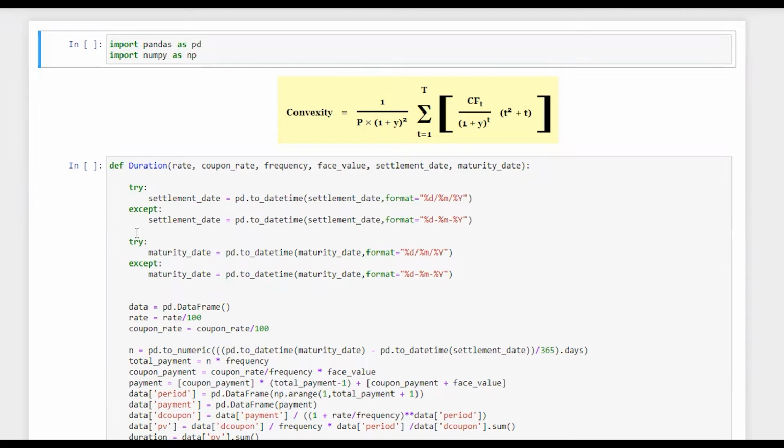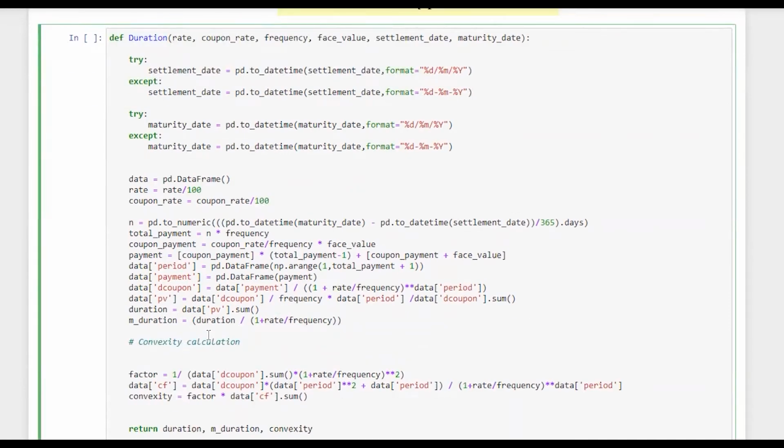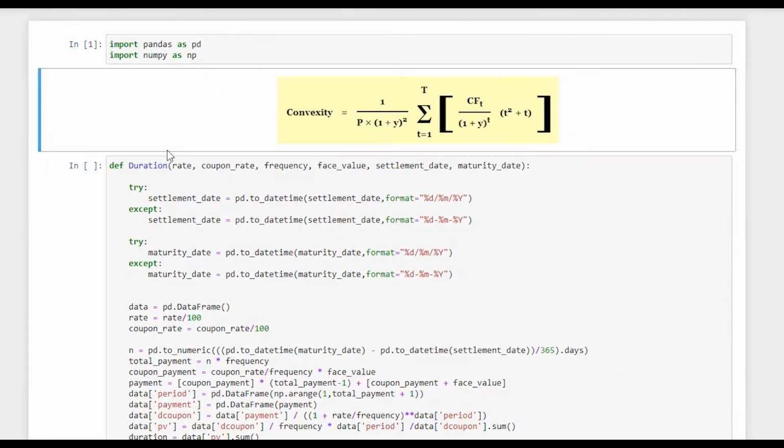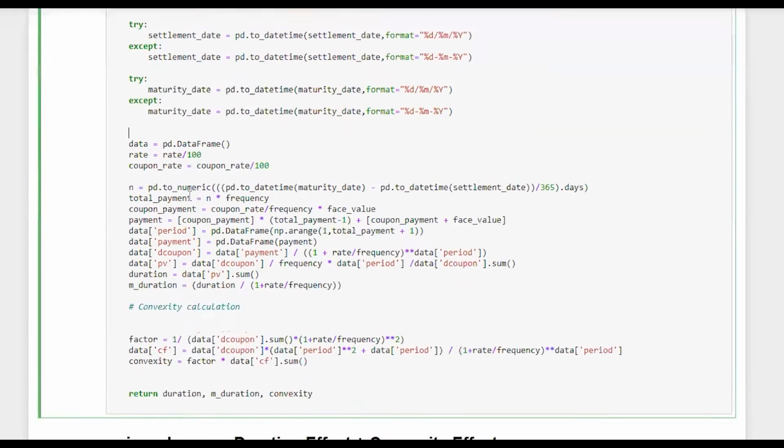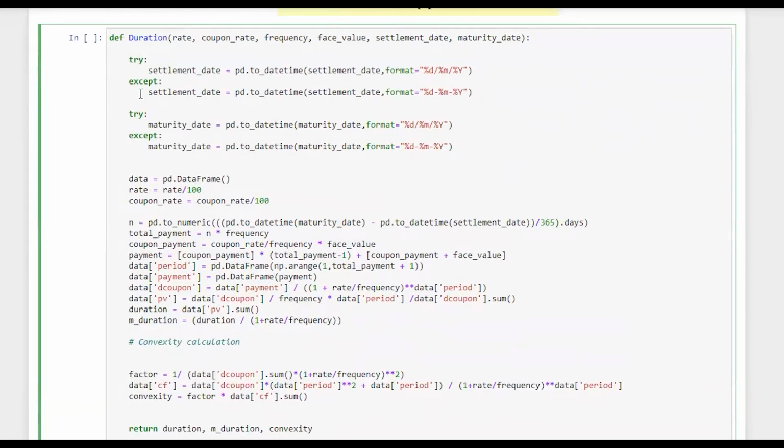So let's start. I'm going to use the same Jupyter notebook which I have used for the calculation of duration, modified duration and convexity. Import all the libraries which are required here. I'm not going to repeat what I have done here. I would recommend you to check my previous video and then you will understand what exactly I have done for the calculation of duration, modified duration, and convexity.